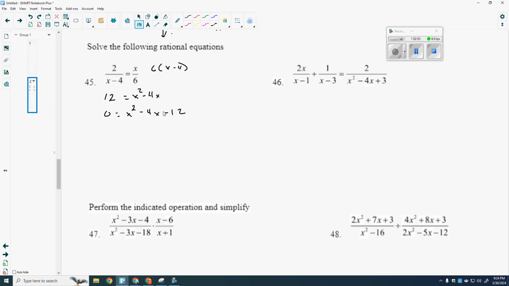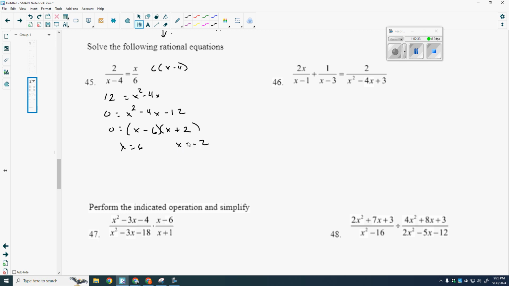Factors of 12 that subtract. Why am I subtracting? Because that's a negative. Factors of 12 that subtract to give me 4 would be 6 minus 2. But I want a negative 4, so the larger number or the larger product has to match the sign I want. I want a negative, so the 6 must be negative. Solve. X could be 6. X could be negative 2.